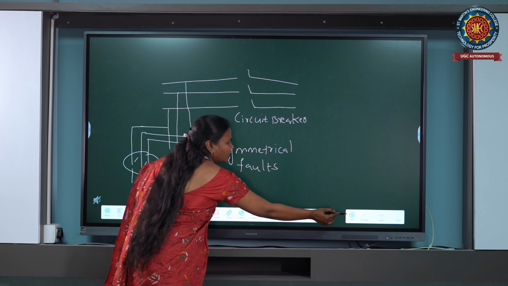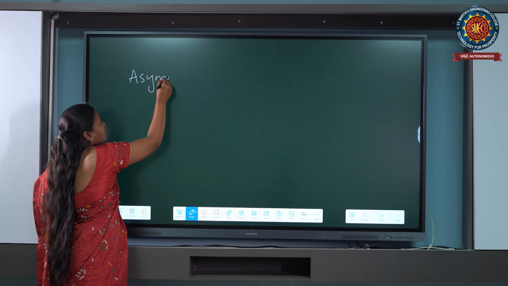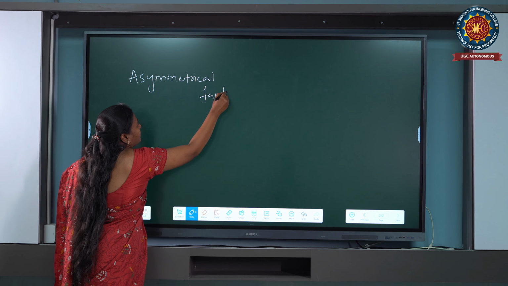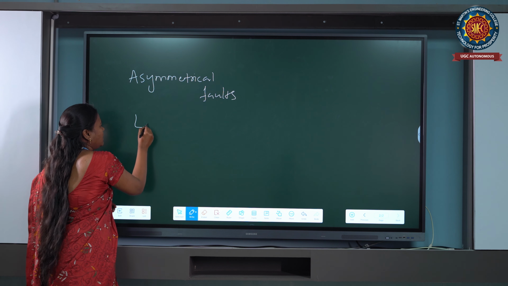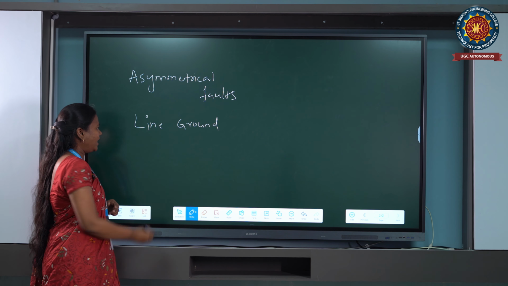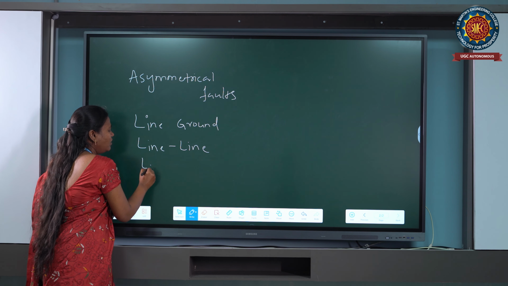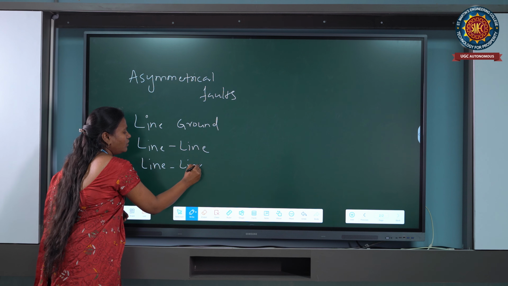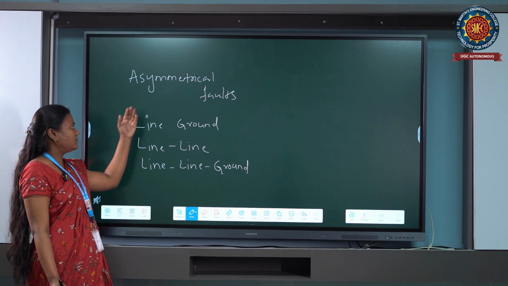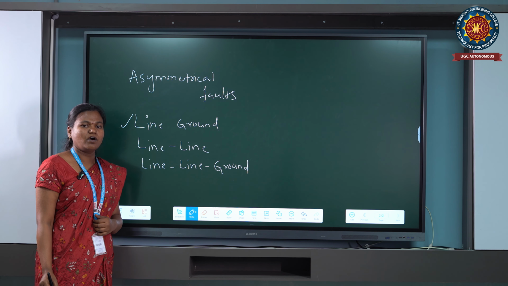Now we are going to discuss how asymmetrical faults will occur. Asymmetrical faults are categorized into three types: one is the line to ground fault, the next is the line to line fault, and the third is the double line to ground fault. So these are the three types of asymmetrical faults. Now we have to discuss how line to ground faults will occur.